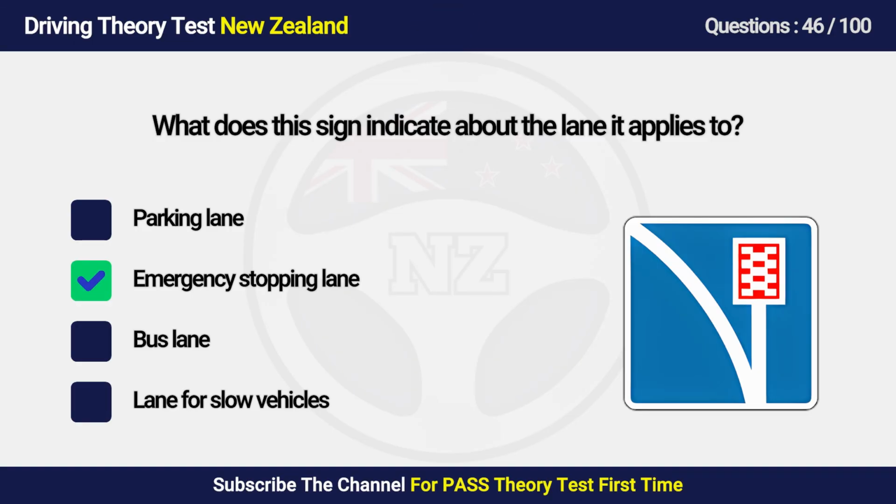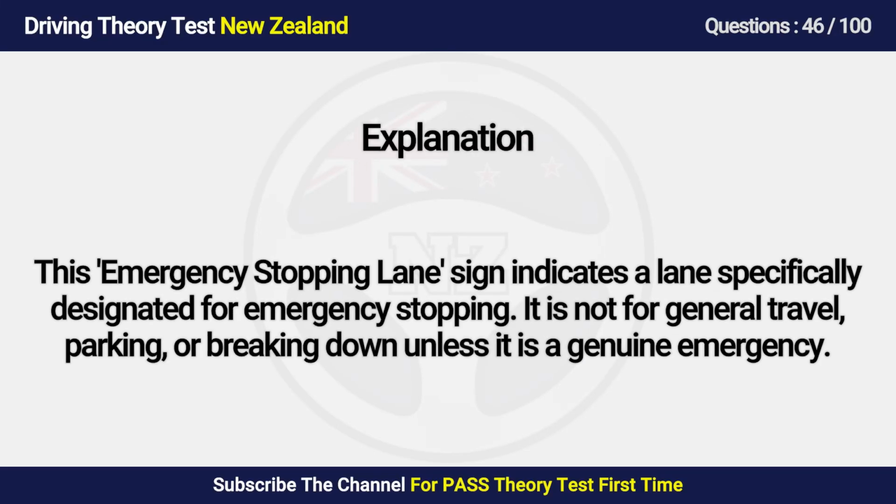Answer is B. Emergency stopping lane. This emergency stopping lane sign indicates a lane specifically for emergency stopping. It is not for general travel, parking, or breaking down unless it is a genuine emergency.